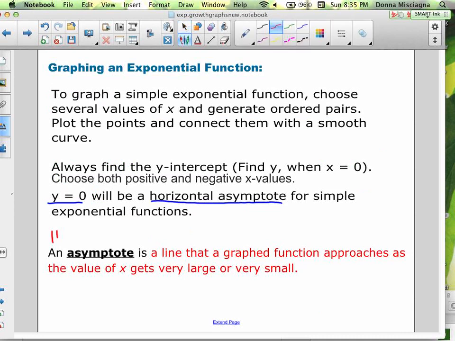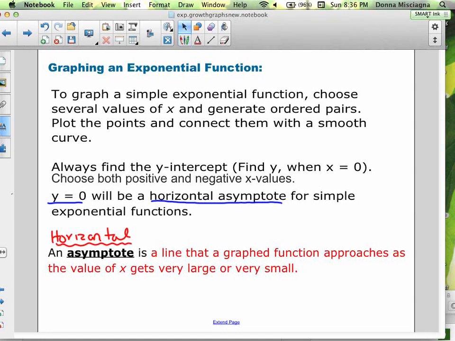I had you write in the other definition because much later on, we'll be looking at vertical asymptotes. So in this particular lesson, we're dealing with horizontal asymptotes. Right? So what happens is either x gets very small or very large. Right? We're going to see our horizontal asymptote as x gets very small for exponential growth, and as x gets very large for exponential decay.